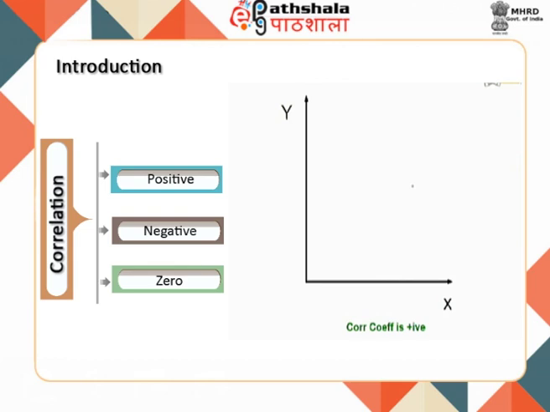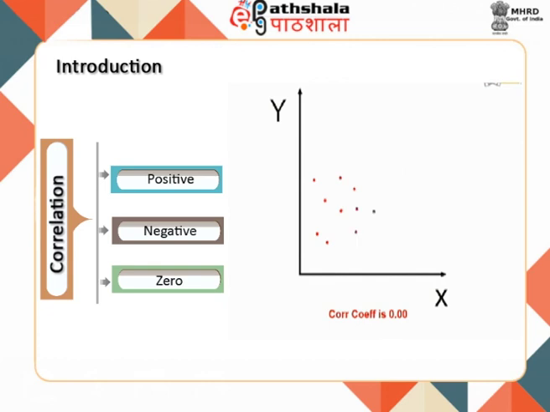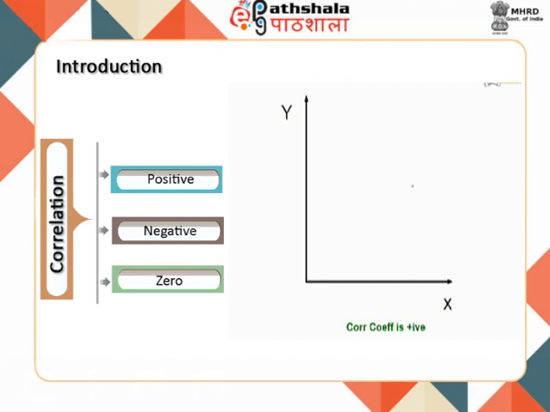three types of correlation. Positive correlation. It indicates that when one variable increases or decreases, the other variable also changes in the same direction. Negative correlation. It indicates that when one variable increases or decreases, the other variable also changes, but in the opposite direction. Zero or no correlation. It indicates that changes in one variable don't lead to corresponding changes in the other variable.